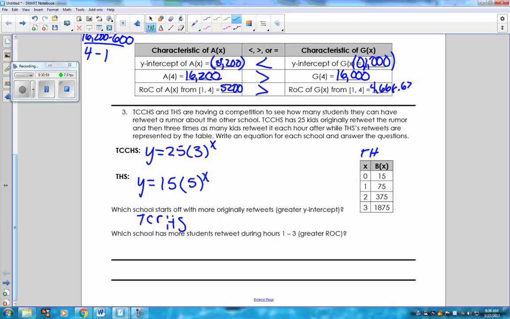And the board is skipping. Which school has more students retweet during the hours 1 to 3? Does anyone need to see that worked out? The rate of change? No, it wants us to find the rate of change within the 1 to 3 hours in Thomasville Central and the Thomasville High.